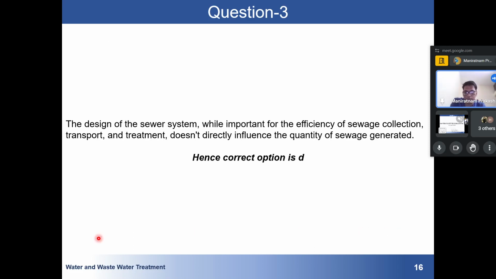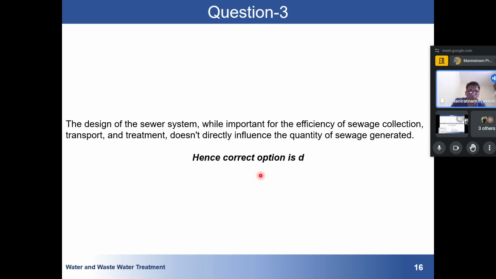This is what I was telling you. Hence, this is my final conclusion that the correct option is D, that is the design of the sewer. Whatever waste we are producing does not depend upon the design of the sewer. I hope this is clear to you.